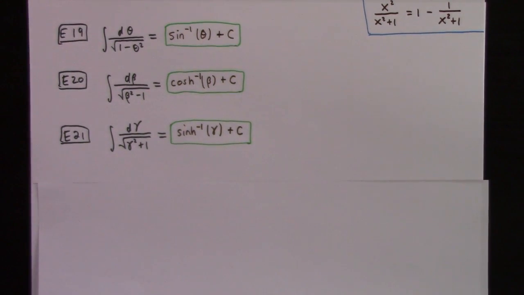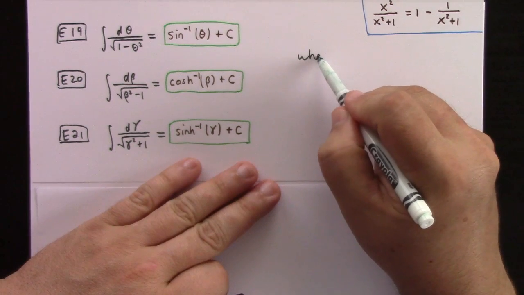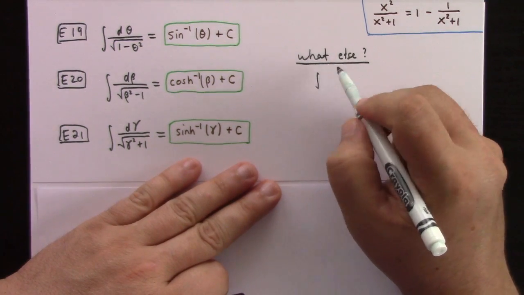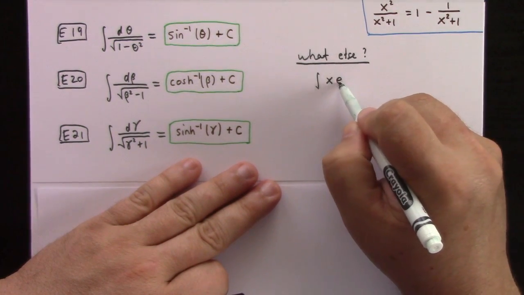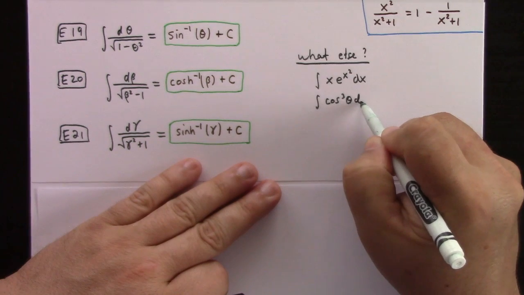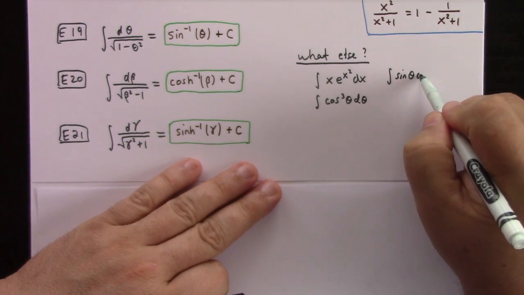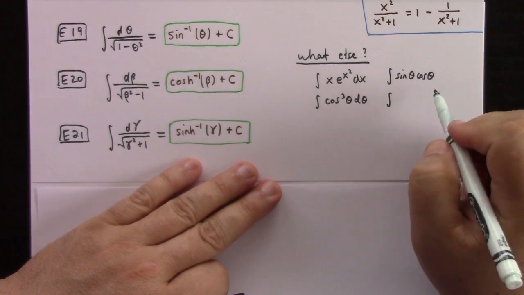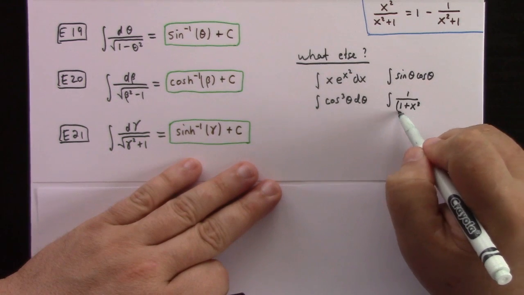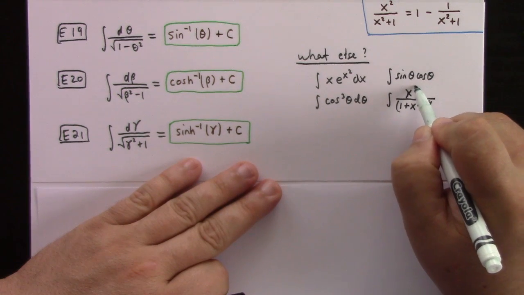But it's not hard to write down things, right? So what can't we do? What else do we need to be able to do? Well, things we can do will be things like the integral of x e to the x squared dx, or the integral of cosine cubed theta d theta, or the integral of sine theta cosine theta, or the integral of 1 over 1 plus x cubed to the 14th power, and then upstairs, x squared dx.